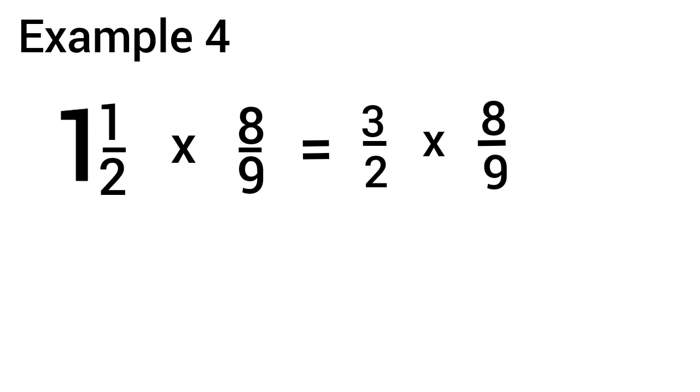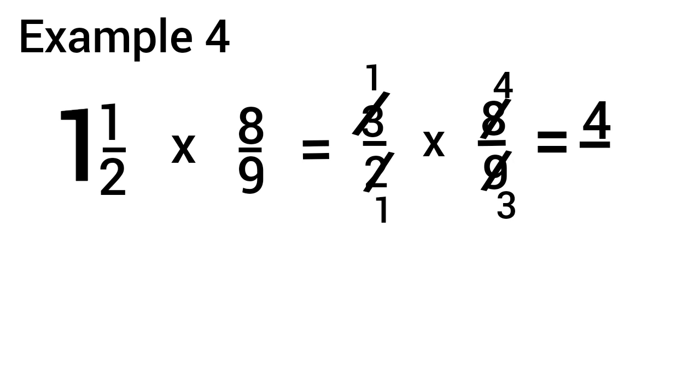3 can go into 9, so we will say 3 into itself is 1, into 9 is 3. 2 into itself is 1, into 8 is 4. We will multiply out. 1 times 4 equals 4 over 1 times 3 is 3. So we have 4 over 3. When we simplify further, we will have one whole number, 1 over 3 as the final answer. So when you're given a mixed fraction, please change it to improper before you go ahead and solve.